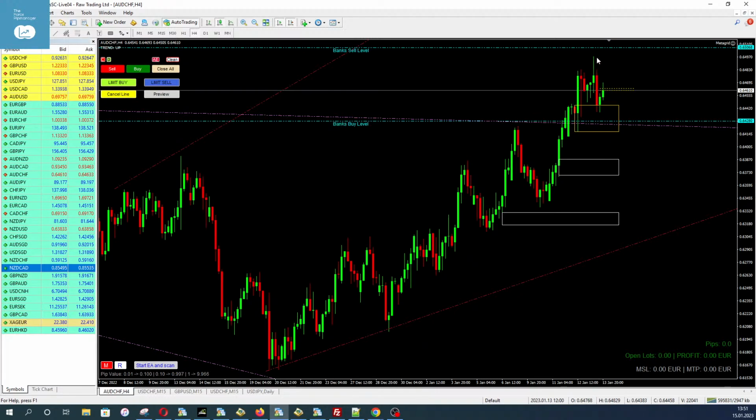And you can see the last attempt to come higher here failed. It made here this pin bar with this wick and tail on it. So we have to closely watch this pair in the new week, what it is doing. Maybe we see here a retest.